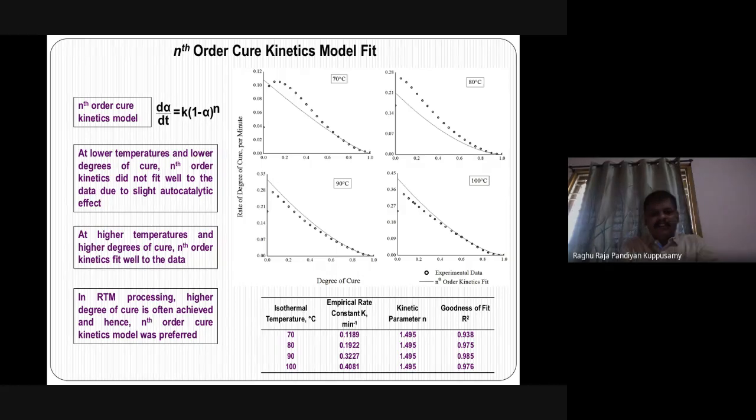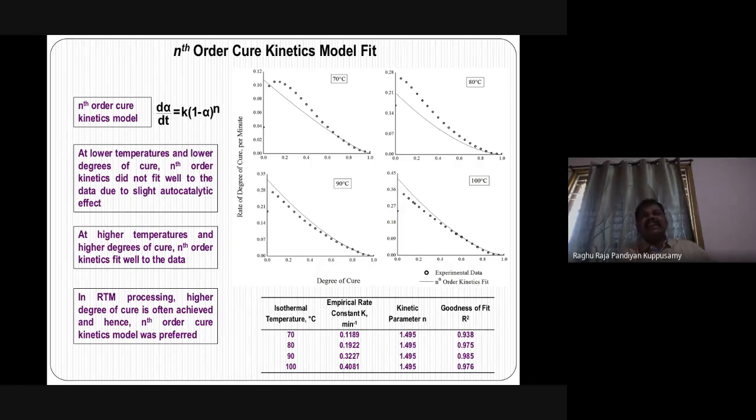At higher temperatures and higher degree of cure, nth order kinetics fit well because, obviously, you can see from the curve that at the very start the curing rate is very high for the nth order model. So it fits everything else. In RTM processing, a higher degree of cure is often achieved, and hence the nth order cure kinetics model was preferred. And this is for specific resins.